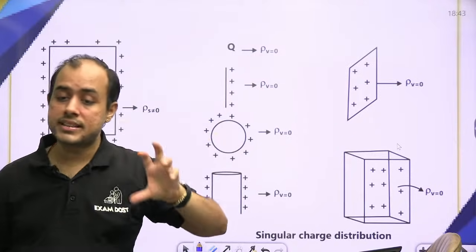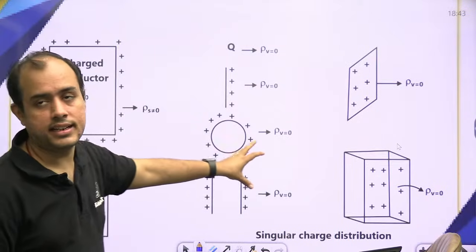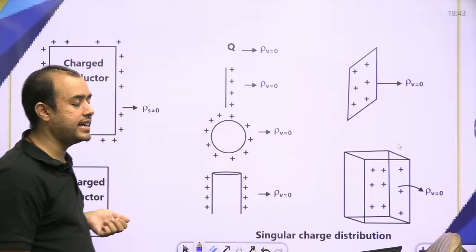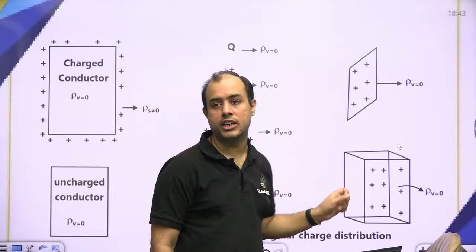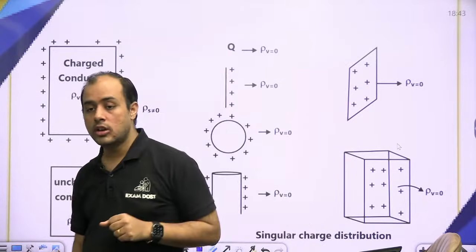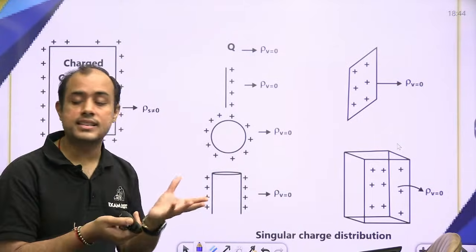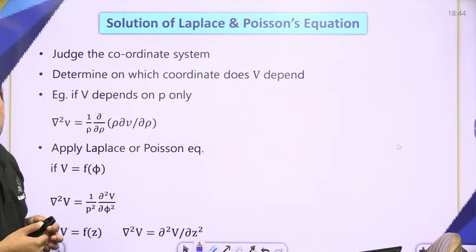So charge is basically embedded inside a body. So outside that body, charge density is 0. That is the meaning of singular charge distribution. Singular charge distribution means the charge is concentrated on a body, and the charge density in its surroundings will be 0.